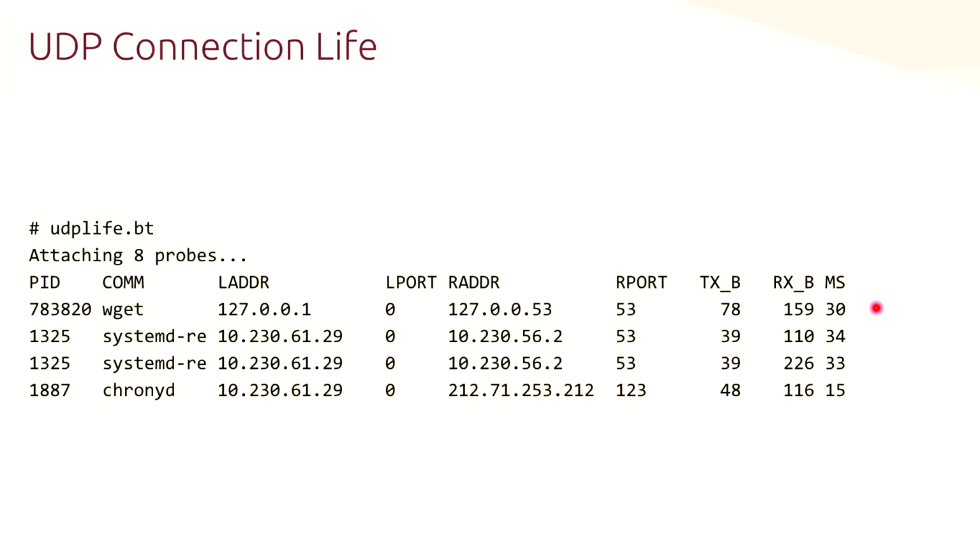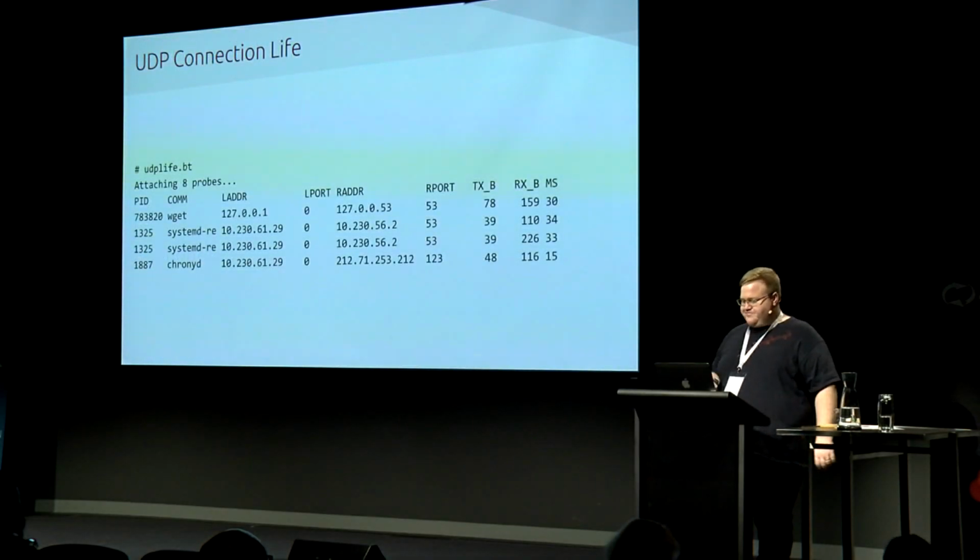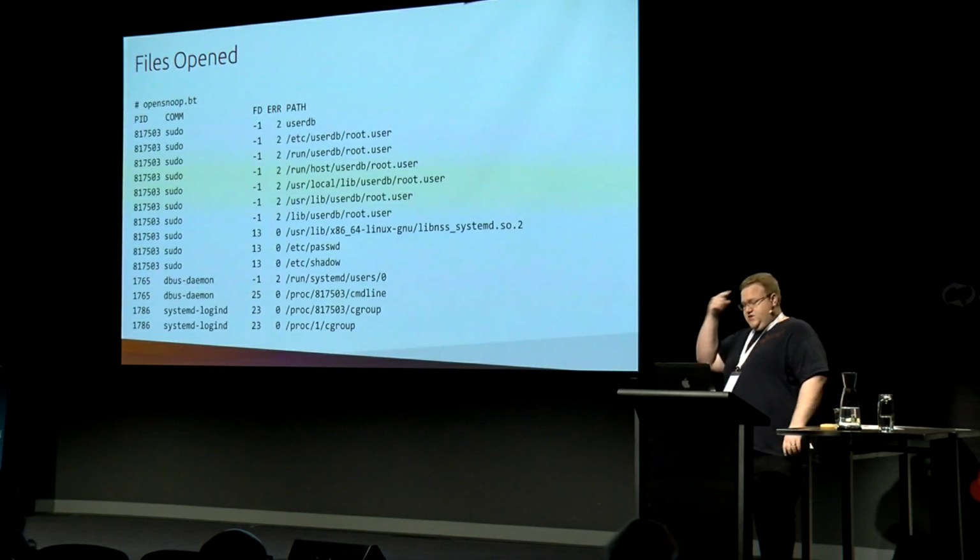And so in this case, we can see the same DNS requests and their latency. The latency is here in the millisecond column, and port 53 is DNS. But we can also see an NTP request here that had a 15 millisecond latency. And unlike netstat, this is going to show every connection in real time as they happen. And again, for the entire system.